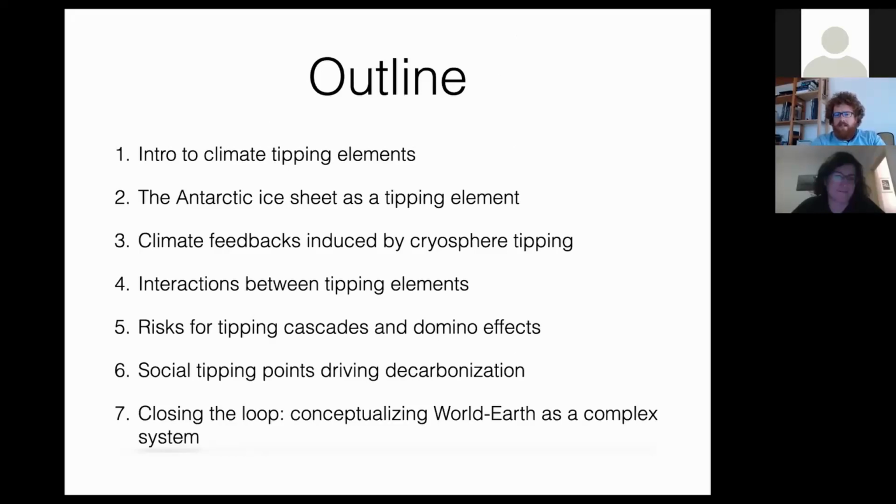I'll talk about interactions between tipping elements from a more theoretical conceptual standpoint, and then about the network analysis of tipping interactions and the potential for tipping cascades to emerge possibly under global warming. And then finally, I'll talk about a little bit different project, moving now from the climate system to social systems, to positive or desirable tipping points that might help to drive decarbonization and climate change mitigation, and how we integrate this into a broader look at the World-Earth system as a complex system.